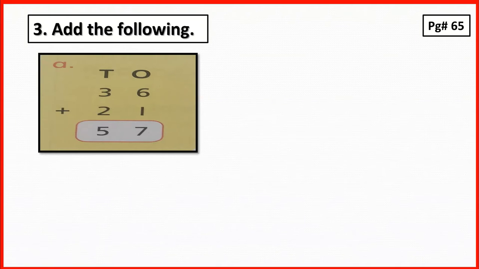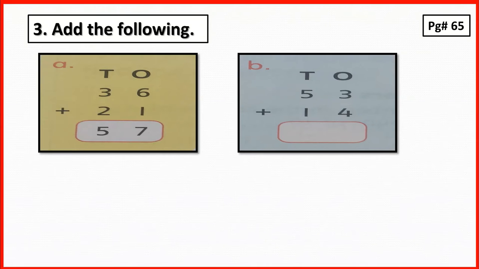Let's do part B, in which we have to add 14 into 53. So let's add. Start with ones. When 4 adds into 3, what number comes? Yes, 7. Let's move on to the tens column. When 1 adds into 5, the number comes 6. So the answer is 67.